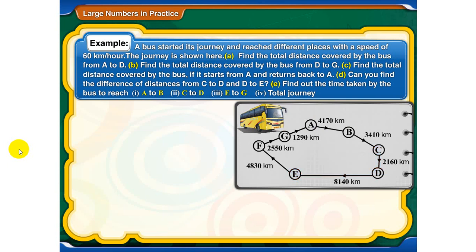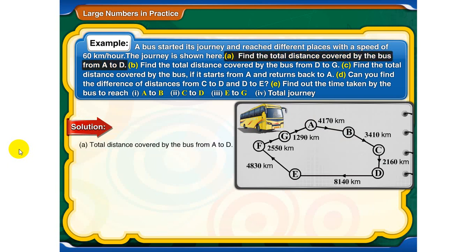E. Find out the time taken by the bus to reach 1. A to B, 2. C to D, 3. E to G, 4. Total journey.